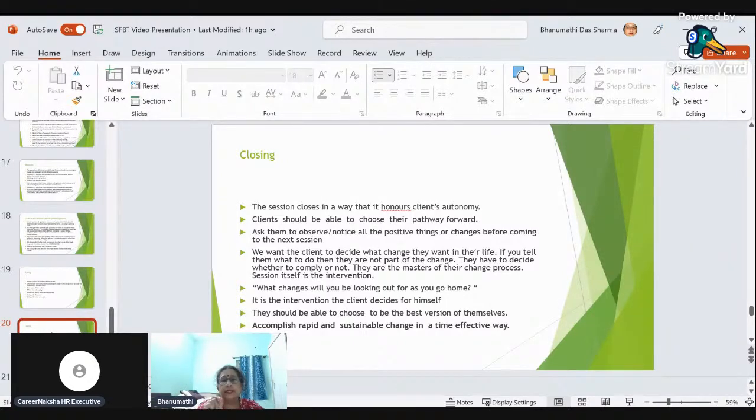Accomplish rapid and sustainable change in a time effective way. When you give them the responsibility, credit, or you honor their autonomy, then you can be rest assured that you can accomplish rapid and sustainable change in a time effective way.